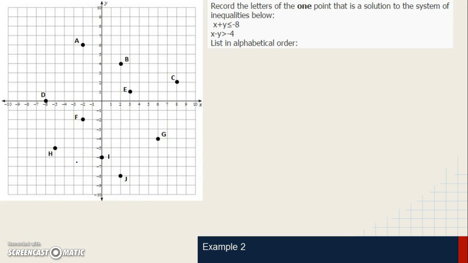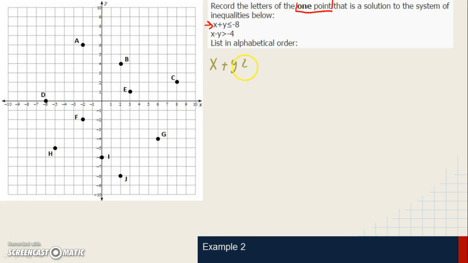Alright, next one. Record the letters of the one point that is a solution to the systems of inequalities below. So now we know that we're looking for 1 point that we're going to end up finding, and we'll follow the same steps. We'll convert to slope-intercept form, so I'll just take this first equation here, and I'll go ahead and do this one in green.